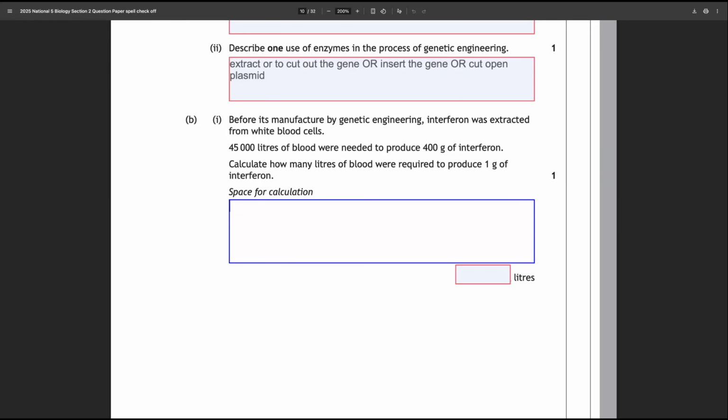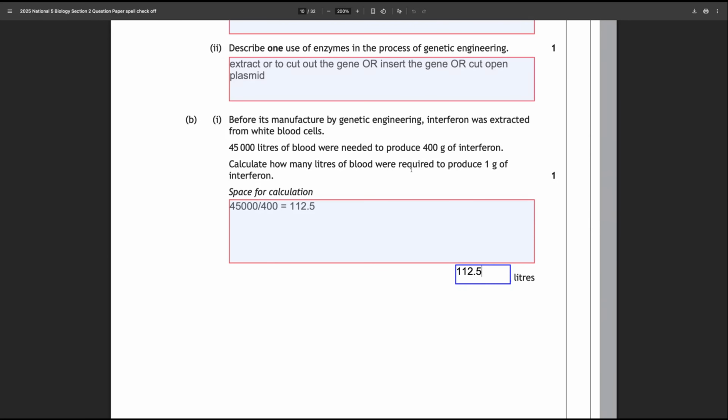So we do a calculation. We do 45,000 divided by 400, and that should give us 112.5. Okay, and then we pop our answer in there, 112.5.